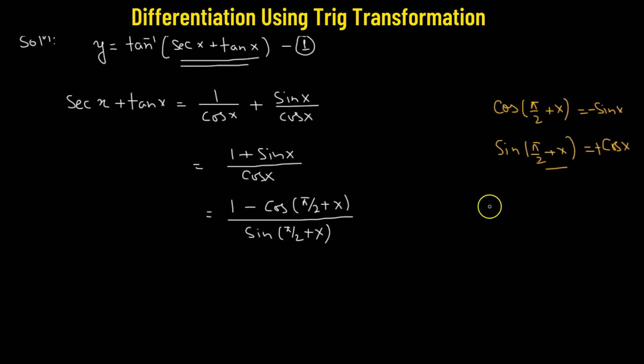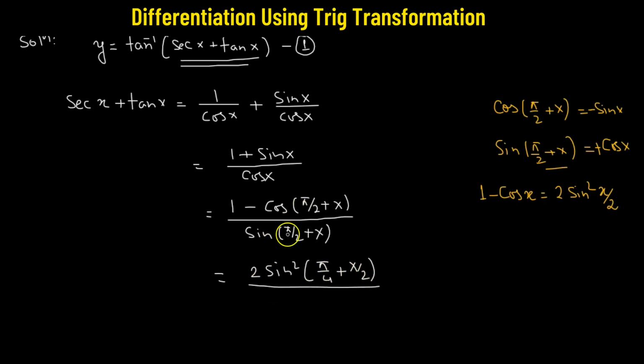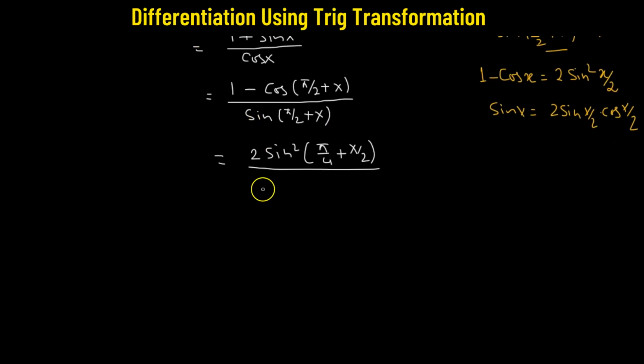Now we can apply the half angle formula. Our half angle formula says that 1 minus cosine of x equals 2 times sine squared of x over 2. In our case we have pi over 2 plus x, so in our numerator we have 2 times sine squared, where half of pi over 2 plus x becomes pi over 4 plus x over 2. Similarly, we can apply the half angle formula to the denominator. Sine of x is 2 times sine of x over 2 multiplied by cosine of x over 2. So we can rewrite our denominator as 2 times sine of pi over 4 plus x over 2 multiplied by cosine of pi over 4 plus x over 2.